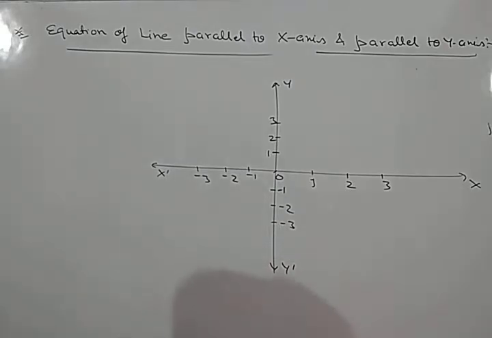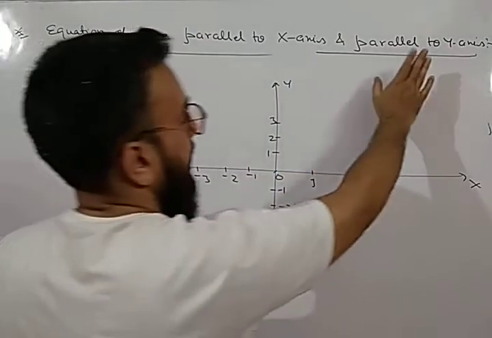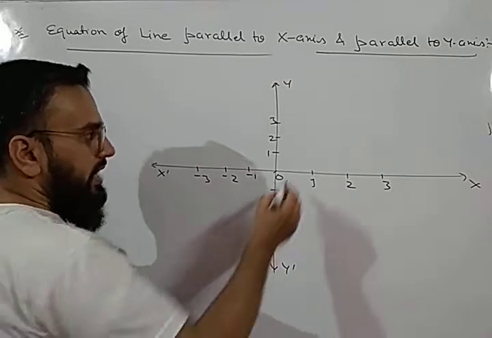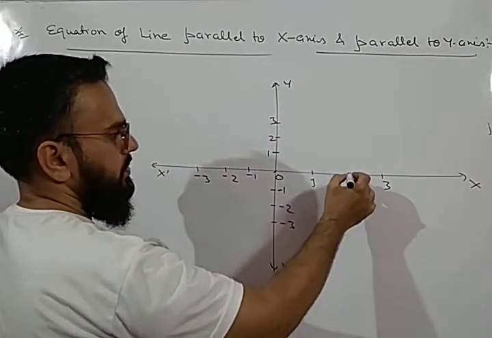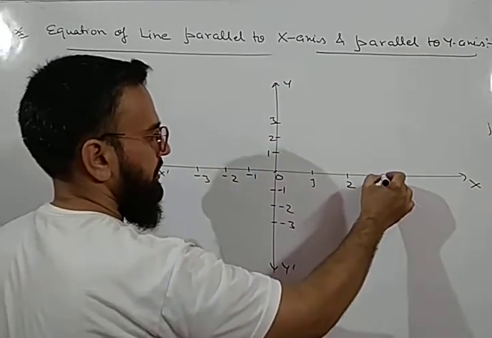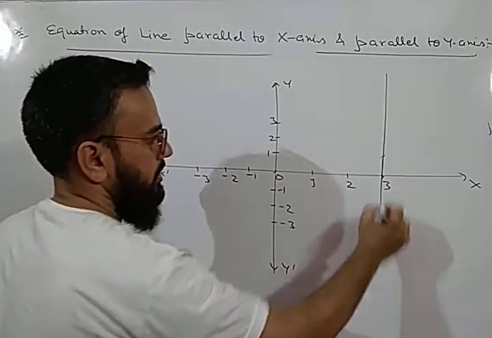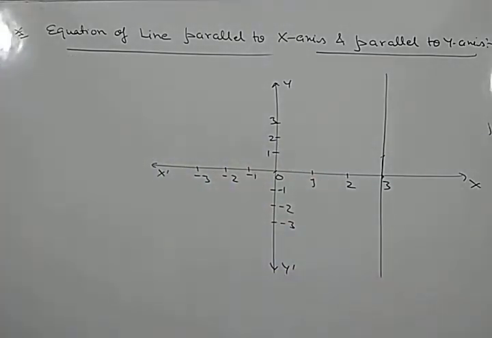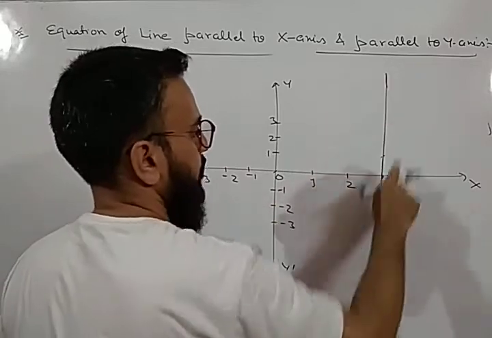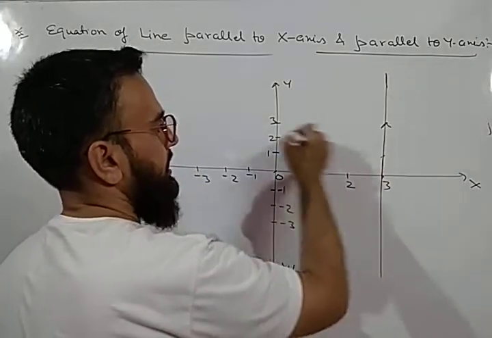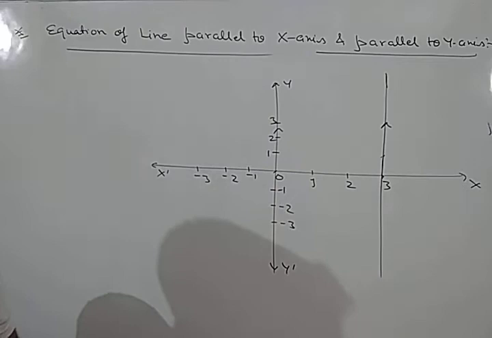Now let us consider a line which is parallel to y-axis. Let us consider the line is passing from 3 and is parallel to y-axis. Okay, this is a line which is passing from 3 and it is parallel to y-axis. Both the lines are parallel.